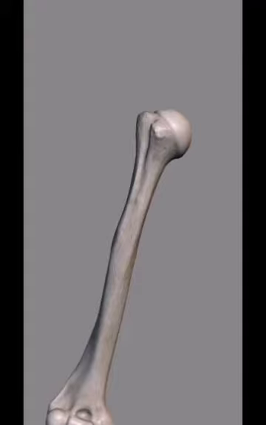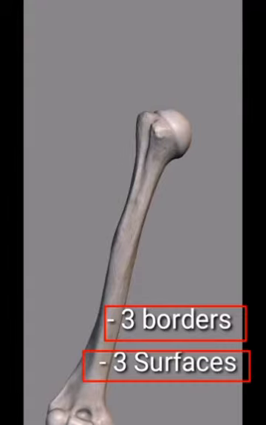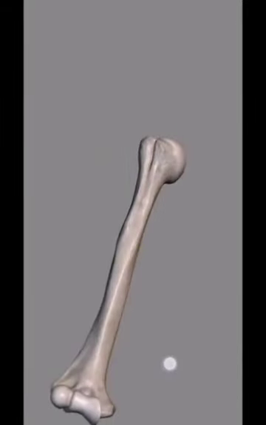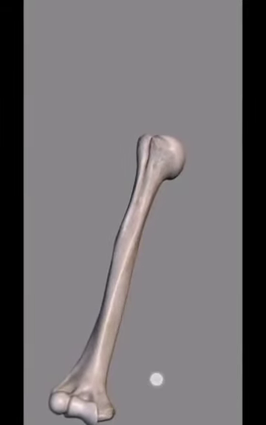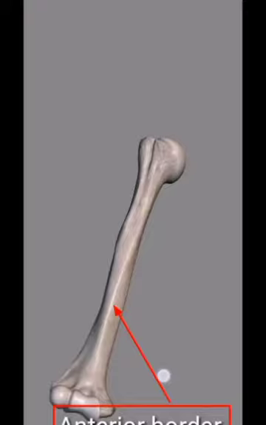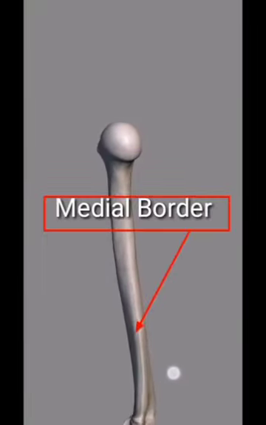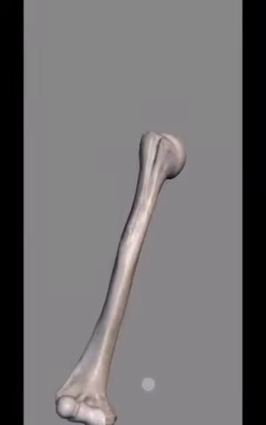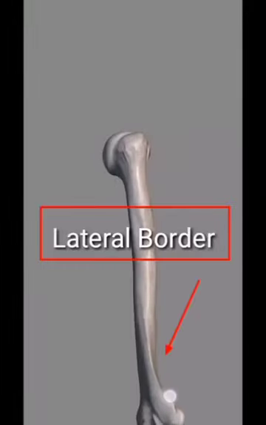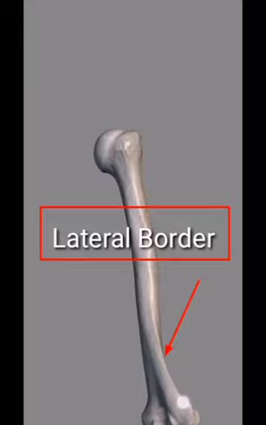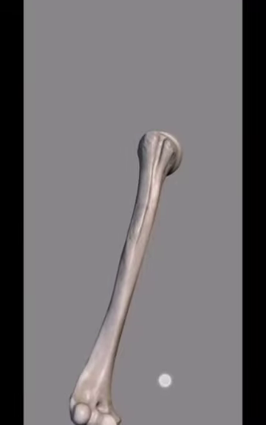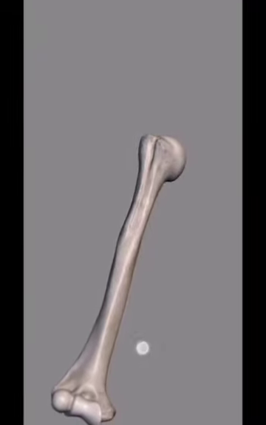Now let's come to the shaft of the humerus. On the shaft of the humerus, we have three borders and three surfaces. Beginning with the borders. This is the anterior border. This is the medial border. This is the lateral border. Now let's come to the three surfaces.